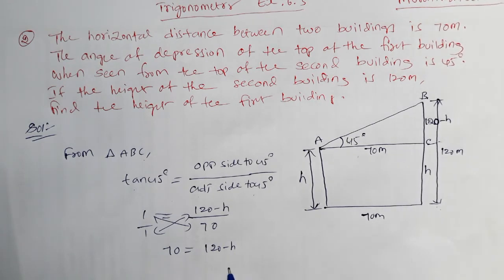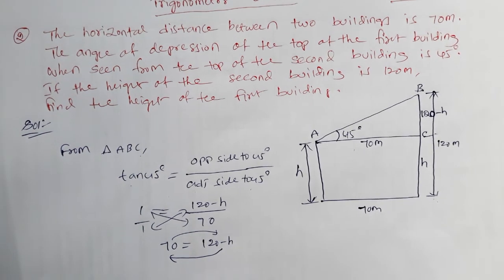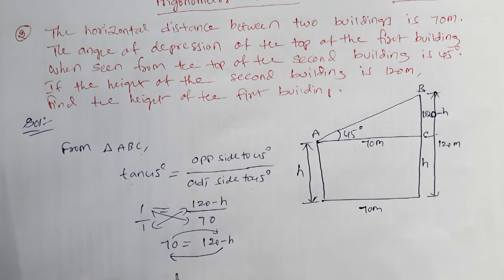So now minus h towards the left hand side, 70 towards the right hand side. Do like this. If you do like this, what will you get? You will get minus h on the left hand side becomes plus h, 120 as it is, plus 70 on the right hand side becomes minus 70, 120 minus 70, 50.